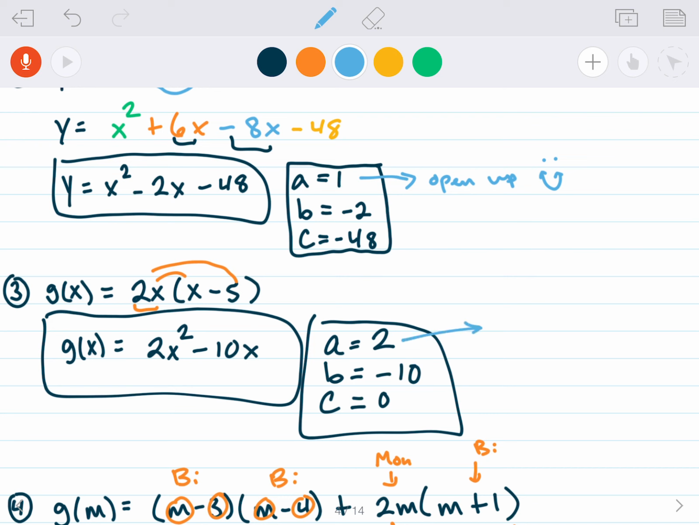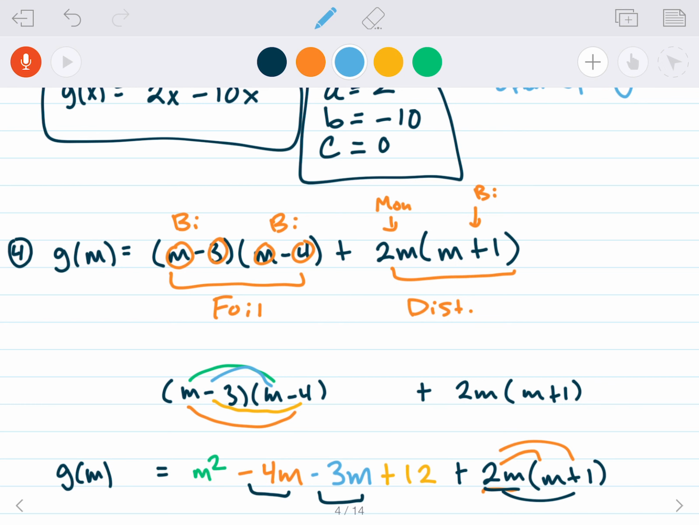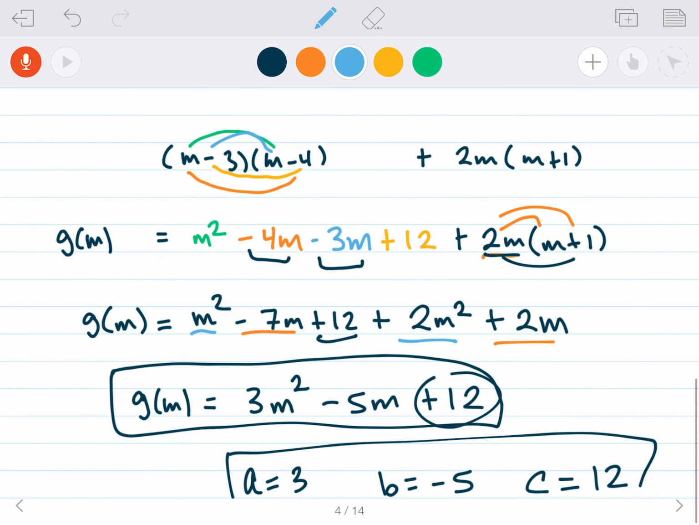Do they all open up? Let's see. So this guy, oh, no, I didn't mean to do that. He's very positive in life. A is positive. He's smiling. Yeah, I guess these are all happy faces. So here A is 3. So this guy is also going to open up. So all of these open up because A is positive in every case, and that means that they all have minimums. They all have a lowest point.